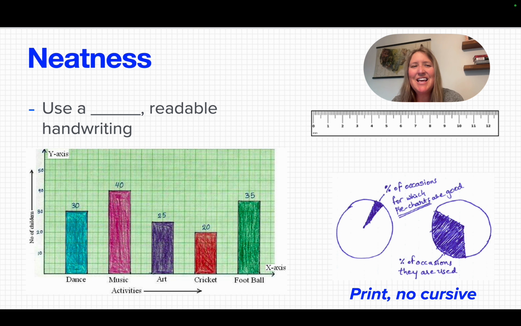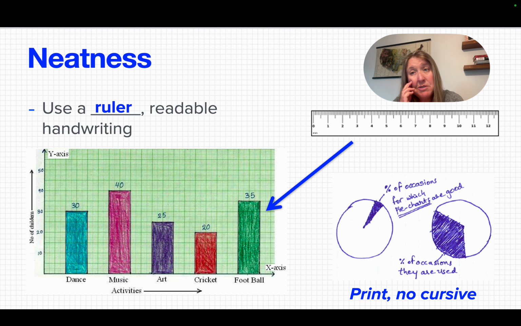So you'll see through the year that I value neatness in my life. So I would love for you to try to be neat as well. I know it's not everyone's best skill, but it's something that certainly can be practiced by just putting in a little effort.